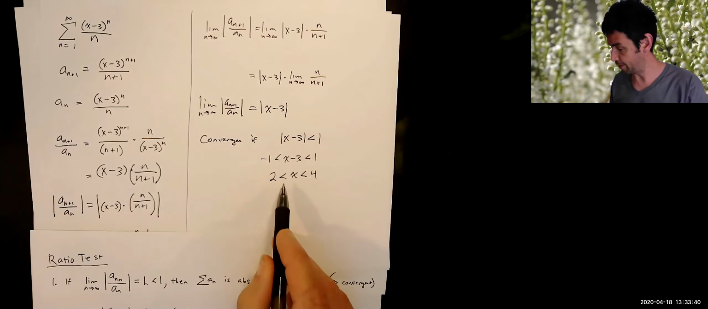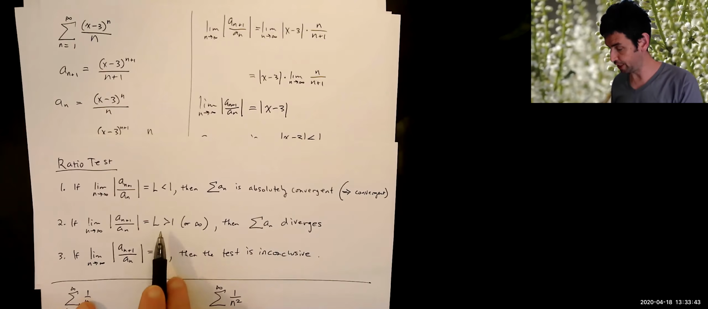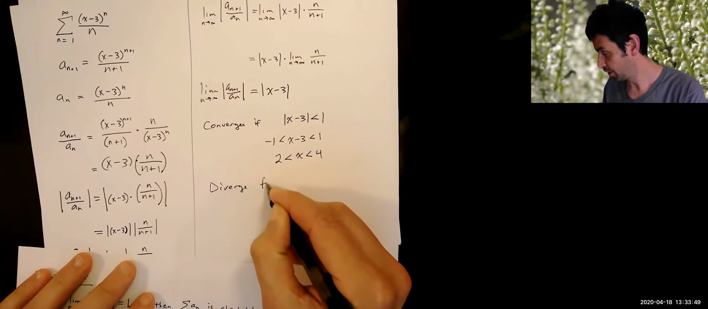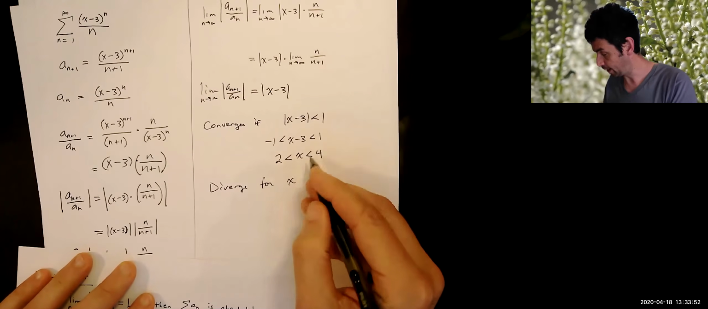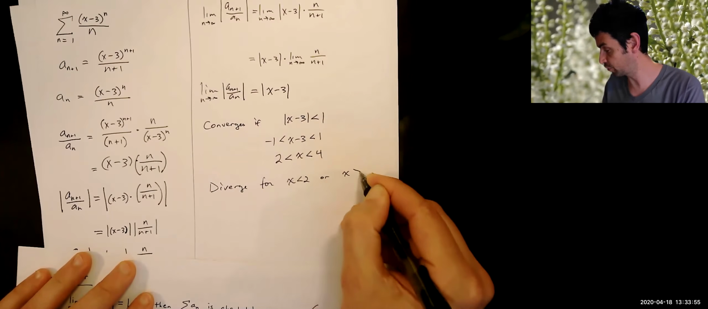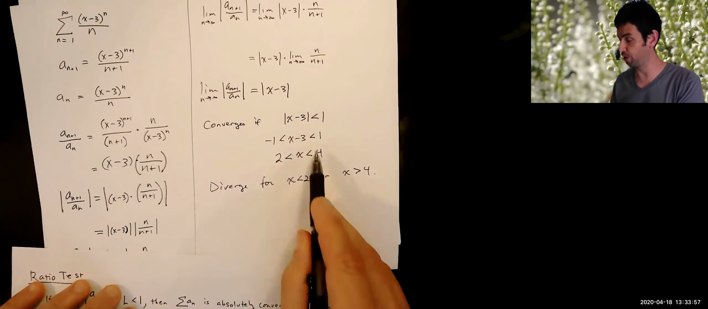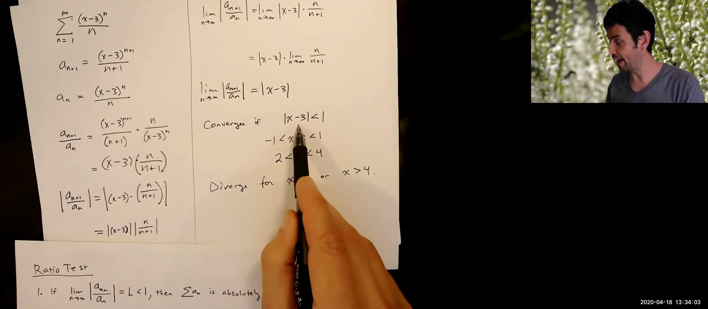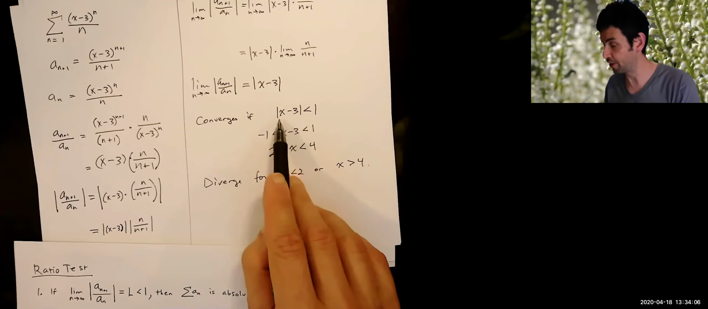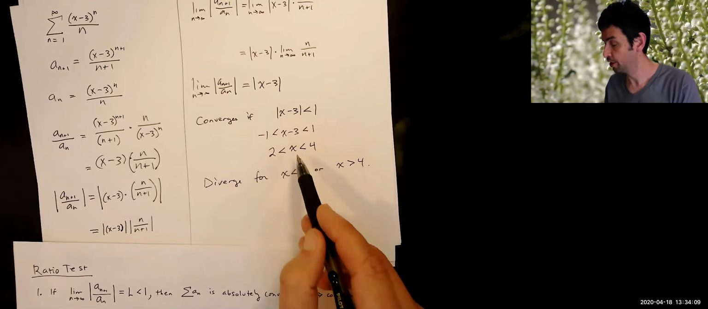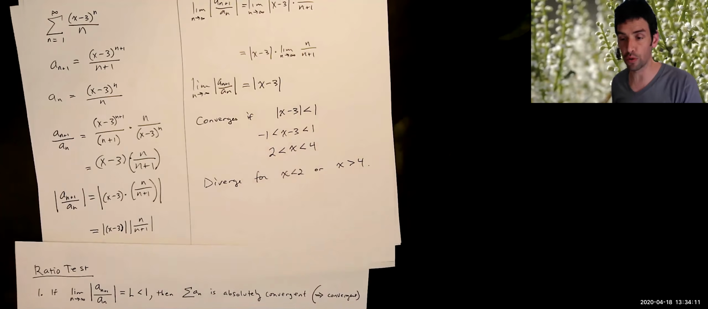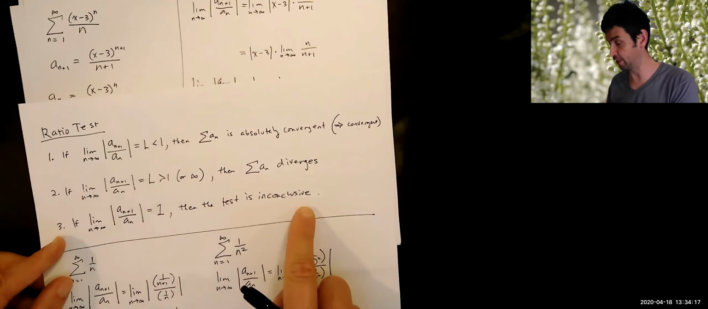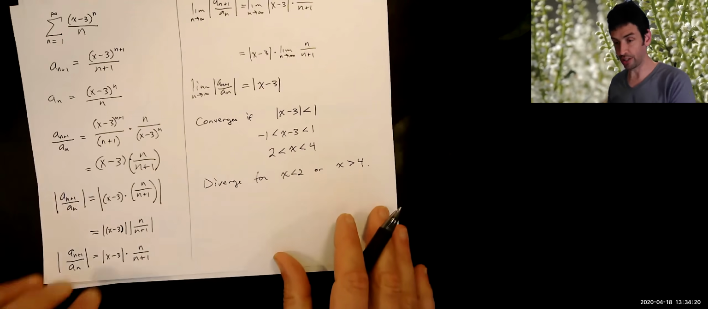Now, let's think about what else we have. We have it diverging if the limit is greater than 1, so we would diverge for x less than 2 or x greater than 4. These are going to be the values where this limit is greater than 1. What we don't know is what happens when this absolute value is equal to 1, which is what happens when x is equal to 4 or equal to 2. Our test doesn't tell us what happens at those endpoints. Remember, the test is inconclusive. However, let's take a quick look at those endpoints.